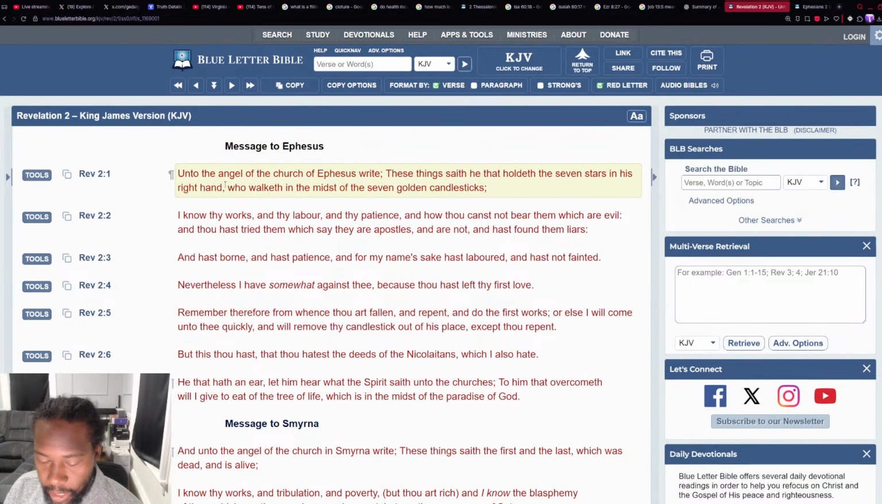Okay, unto the angel. The angel is a messenger, and the messenger is probably the head of the church over there in Ephesus. I know thy works and thy labor, and your patience, and how you cannot bear them which are evil, and you have tried them which say they are apostles and are not, and hast found them liars. Okay, so he was doing the work. He understands his labors that he was doing, calling things out, false apostles, just like the times we have today. There's only certain people doing that in this time also.